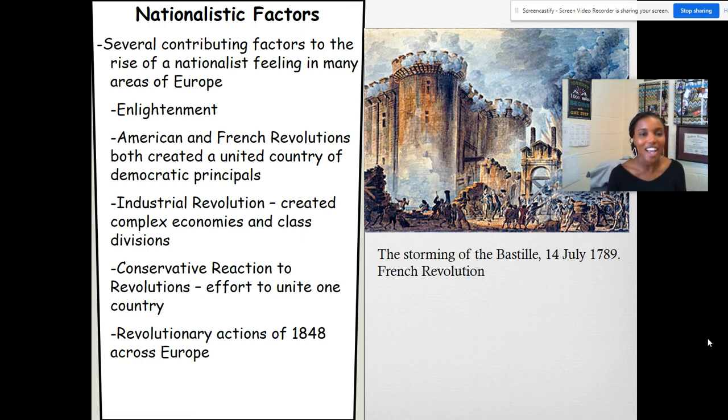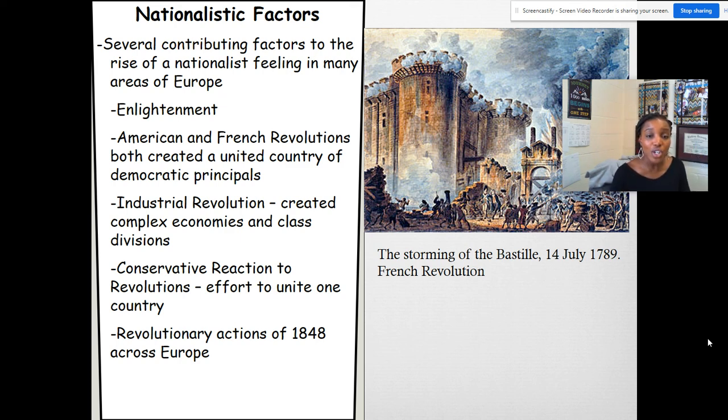Nationalistic factors. Several contributing factors to the rise of nationalist feeling in many areas of Europe were spurred by the Enlightenment. Remember, we talked about that, the scientific revolution, the scientific method, the new ways of thinking.